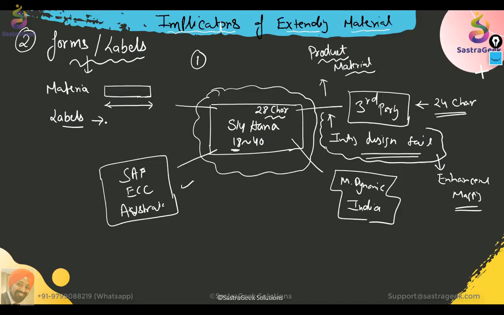Output of your labels which you print. That label also has only a specified place, so there also we squeeze it to the available material length. If you are increasing your material length, your label can be disturbed, so you need to check it.